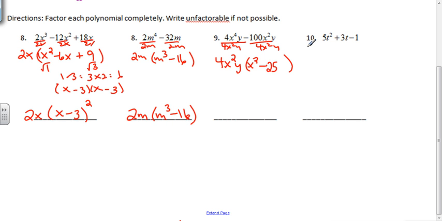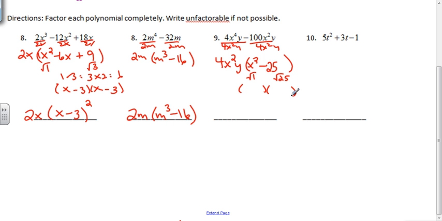So now I have to check, am I done with my parentheses? Well, when you have a binomial in parentheses, the first thing you check is GCF. So there's no GCF. The second thing you check is, is that a difference of two squares? Well, there's a 1 in front of that x squared, so can you do the square root of 1? Yes. Can you do the square root of 25? Yes. That means that's a difference of two squares.